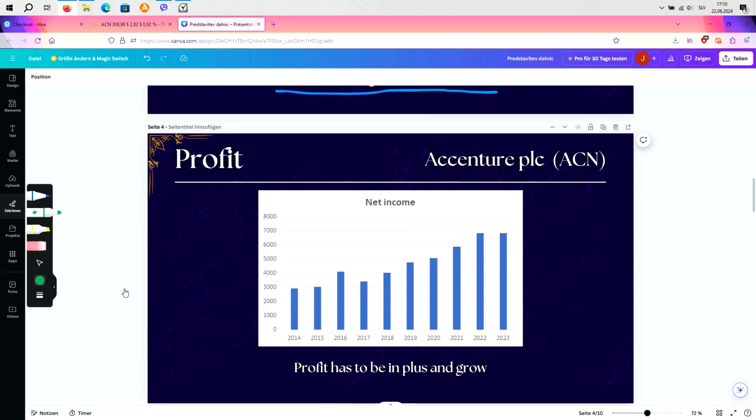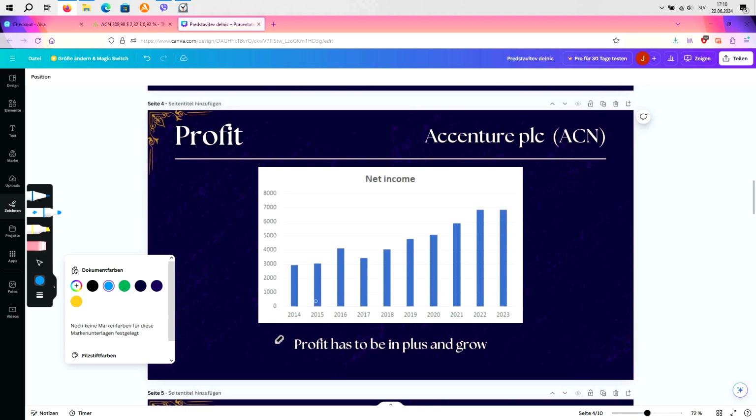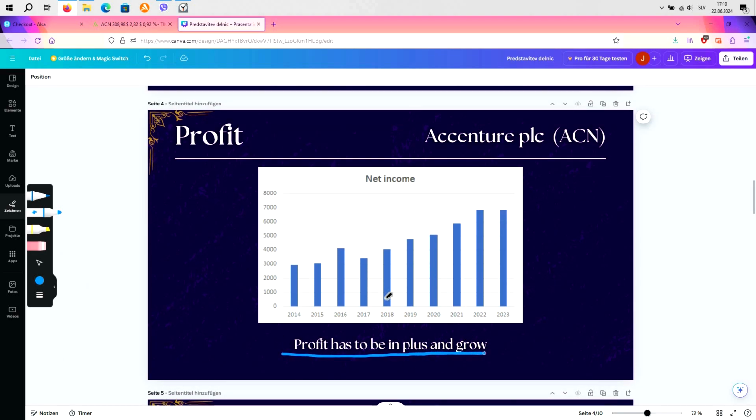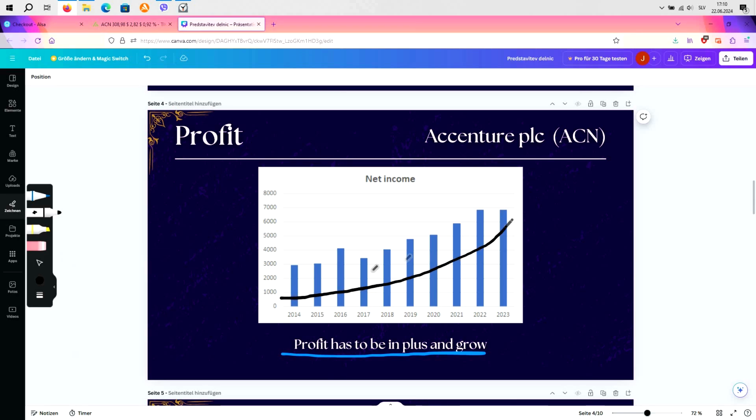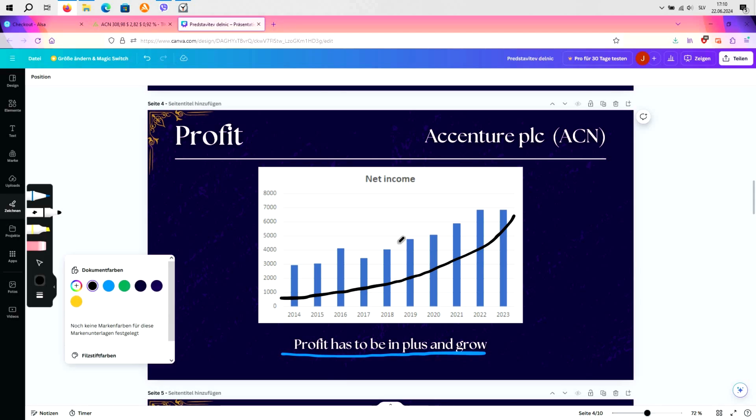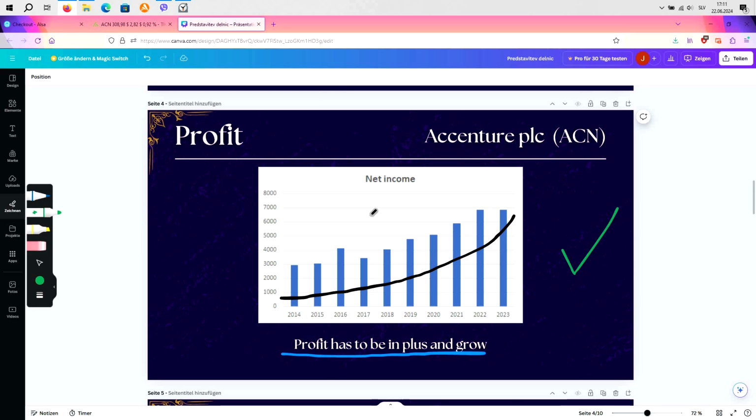Now we come to the profit. And for the profit, we also have the very same instruction. For example, profit has to be in plus and it has to grow for all years as well, okay? Now here we will do exactly the same procedure as with the chart. We will first draw a little exponential line, kind of like this. And then we will compare the profit or net income. Basically profit is the same as net income. We will compare them with that exponential line, okay? And we can see that the profit also grows the same as this line. So here profit is also good to go.